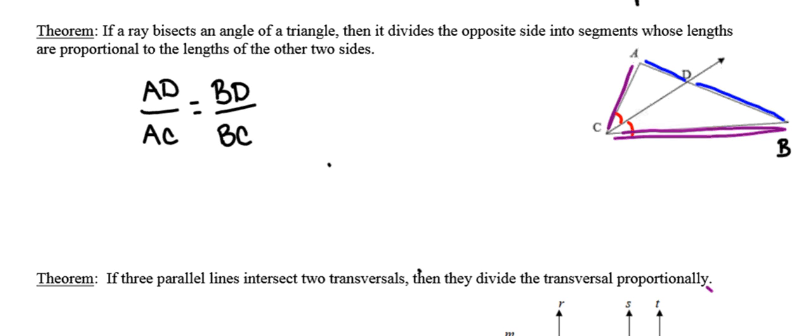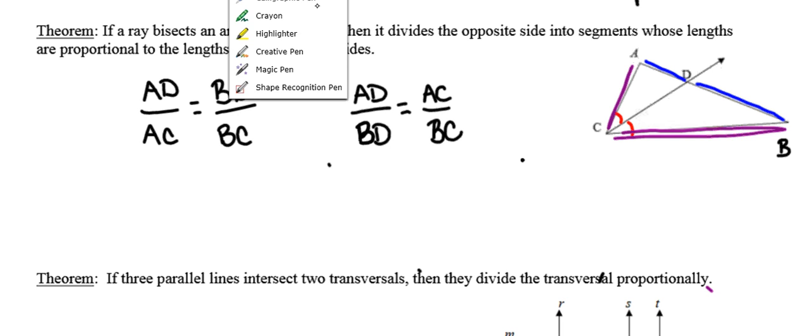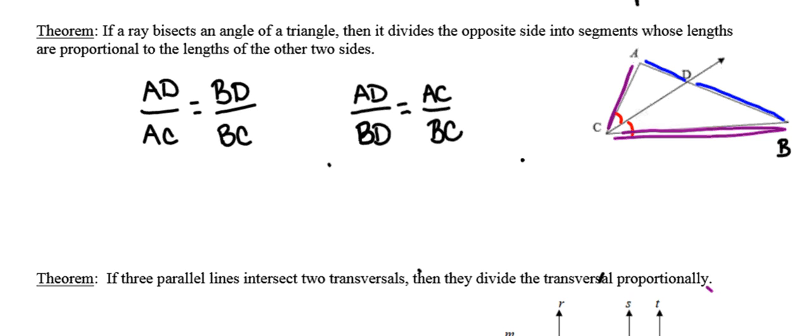And again, if I so choose, I can write this proportion a little bit differently. The comparison between AD and BD is equivalent to the comparison between AC and BC. Because again, notice that no matter which way I choose to write the proportion, I'm always multiplying AD and BC going in one direction and AC and BD going in the other direction. Those two proportions are identical, equivalent.